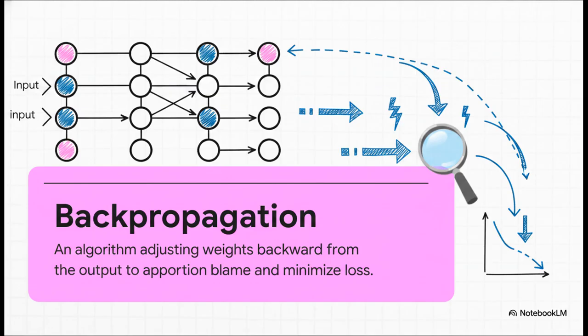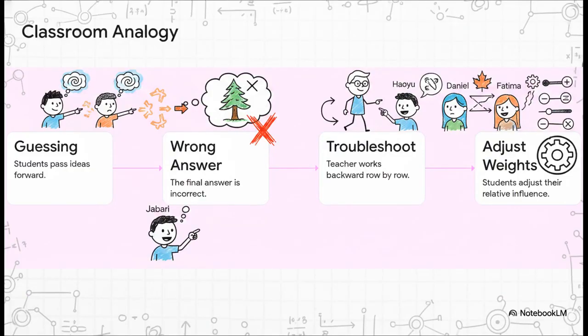Now, I know words like calculus and gradients sound super intimidating, but thankfully, libraries like TensorFlow handle all the underlying math for us automatically. Conceptually, though, you really need to know what's happening under the hood. To really grasp this, let's use a quick classroom analogy. Imagine you're a teacher, and you assign a row of students to identify a photograph of a tree. The students in the back look at it, they pass their guesses forward, until Jabari at the very front proudly announces the final group answer, it's a maple tree.